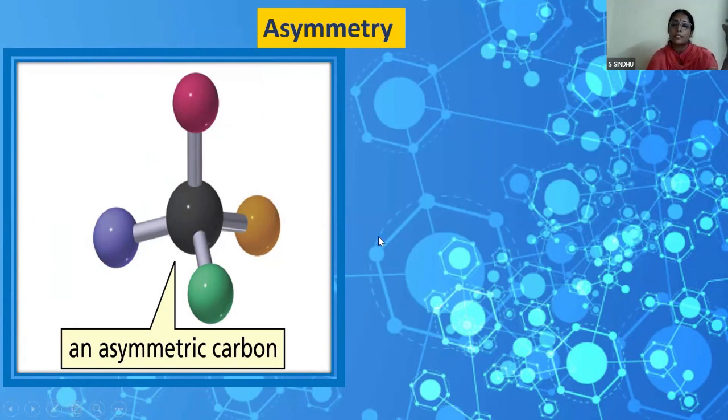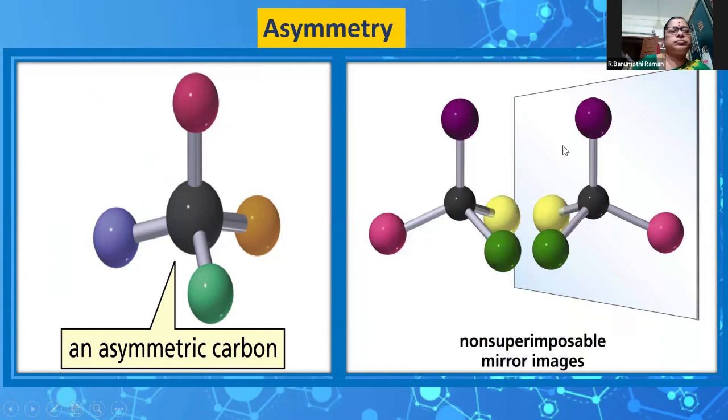So an asymmetric carbon with all 4 different centers and the mirror image of it. The mirror image is non-superimposable. If you try to rotate by 180 degrees and place that on it, you will see it will not match. So it is not going to superimpose. Such compounds will show optical activity.